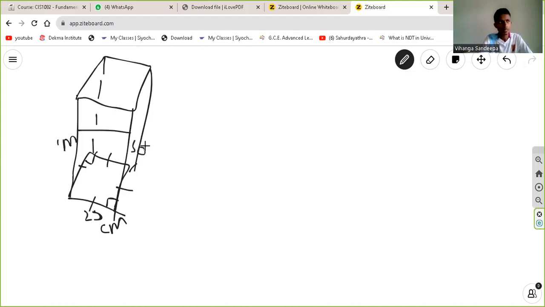Up to 50 centimeter water is filled up. Then first question, find the volume of water in the container in cubic centimeter. Volume means cross section into perpendicular height.